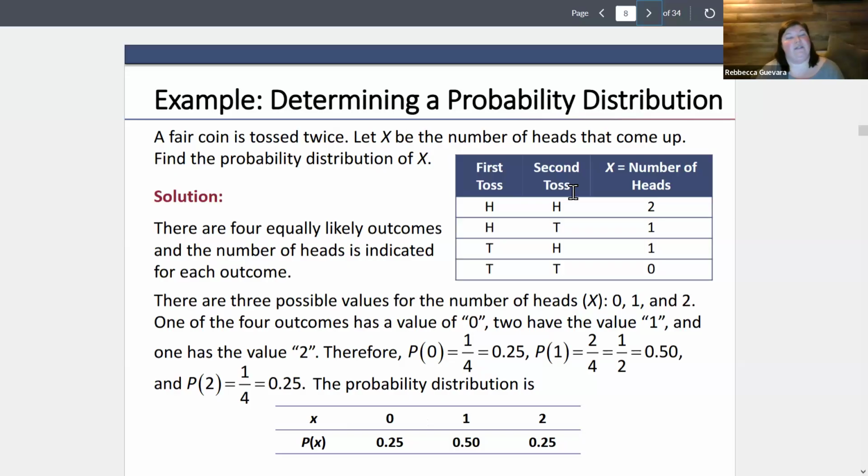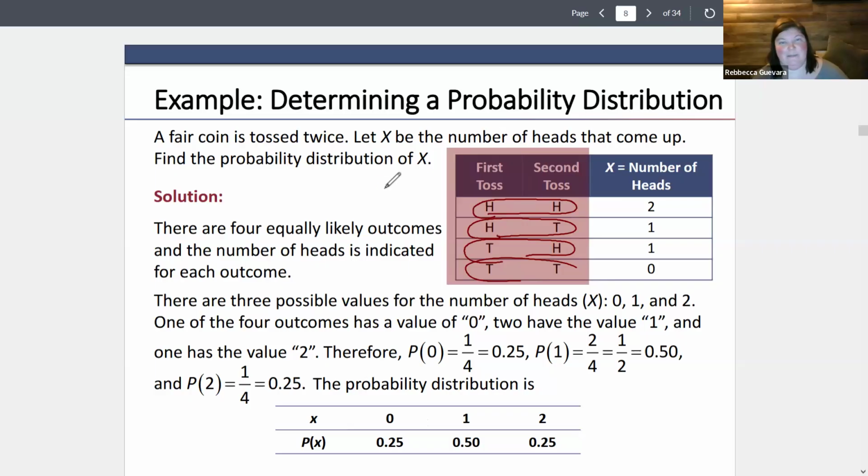So a fair coin, meaning that when I toss the coin, it's equal heads, equal tails. That's a fair coin, so it's not weighted. A fair coin is tossed twice. We're going to let X be the number of heads that come up, and we want to find the probability distribution of X. So we know these are the things that can happen. So what I have here is my sample space. That's all this is, sample space.